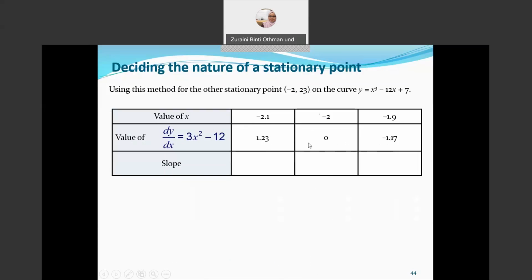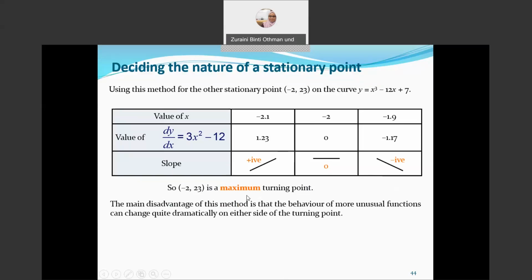Okay, then here the slope for positive is increase, right? So we get increase. Then for 0 is a flat line, which is horizontal line. Then for the negative, it decrease. So we can conclude this stationary point is maximum value, which is maximum turning point.